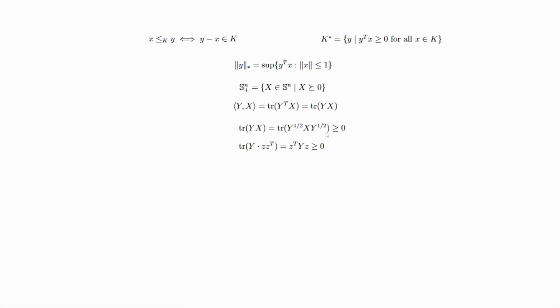Conversely, if the trace of y times x is greater than or equal to 0 for all positive semi-definite x, then y must be positive semi-definite. To see this, we choose x to be z times z transpose, and we use the property of the trace to move the z to this side. And of course, that implies that this must be greater than or equal to 0 as well. So all this is to say that the set of symmetric positive semi-definite cones is also self-dual.